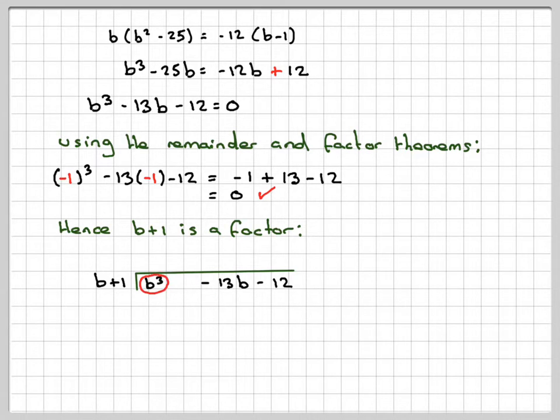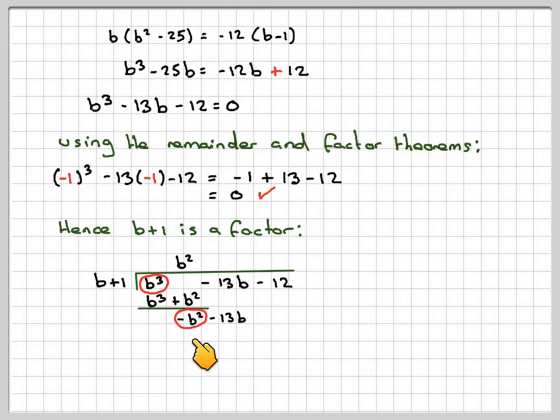Right, so we're going to do b cubed divided by b, which gives me b squared. But you need to put things in the right order. You need to set things out very carefully when you do this. B squared times b gives me b cubed. B squared times plus 1 gives me plus b squared. Doing a subtraction, b cubed minus b cubed gives me nothing. 0 minus b squared gives me minus b squared. Bring down the minus 13b.